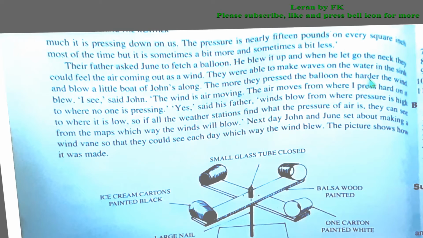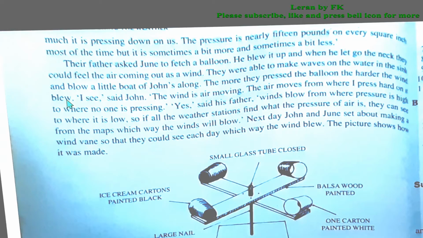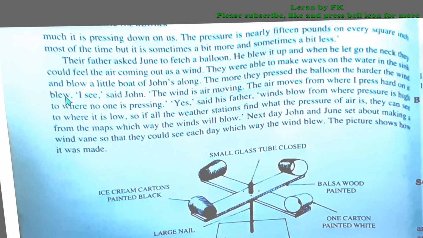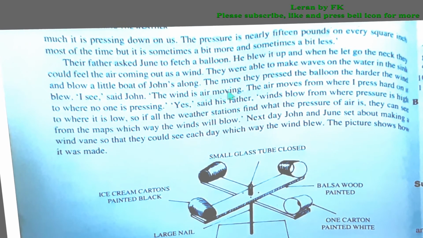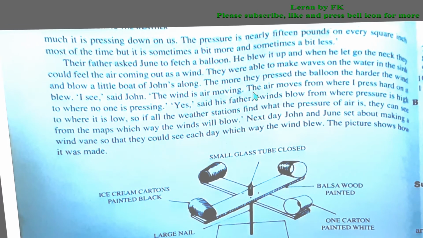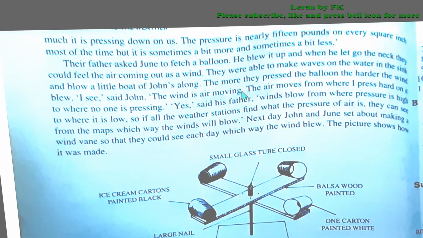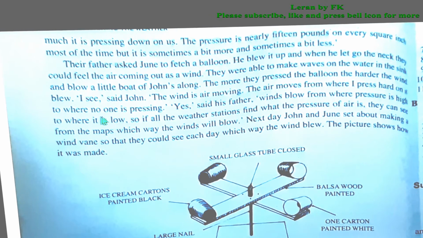The more they pressed the balloon, the harder the wind blew. It means if they press the balloon more, the pressure of the air increases. "I see," said John. "The wind is air moving," and you can easily understand the meaning of it. I have already told you that wind is moving air, which was said by John. The air moves from where I press hard on to where no one is pressing.